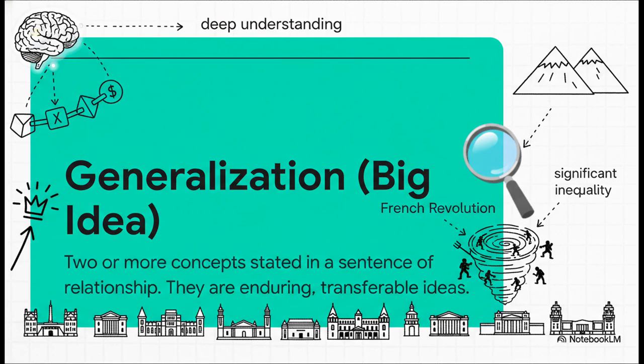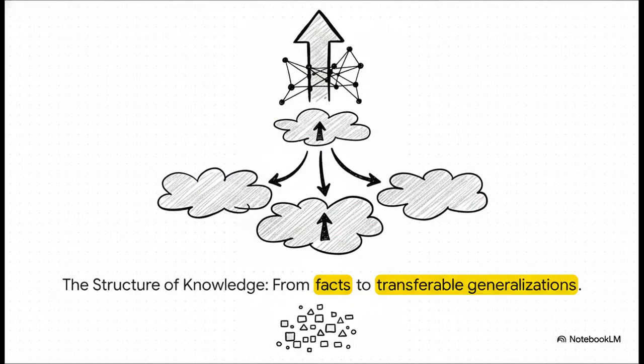And then we get to the very top, the pinnacle. This is where we connect these concepts to form what we call generalizations or big ideas. This is the highest level of understanding. So, for example, significant inequality can fuel violent revolution. See what we did there? We just linked the concepts of inequality and revolution. This is an enduring understanding. It's a big idea that applies to France in 1789, sure, but it also applies to countless other situations all throughout human history.